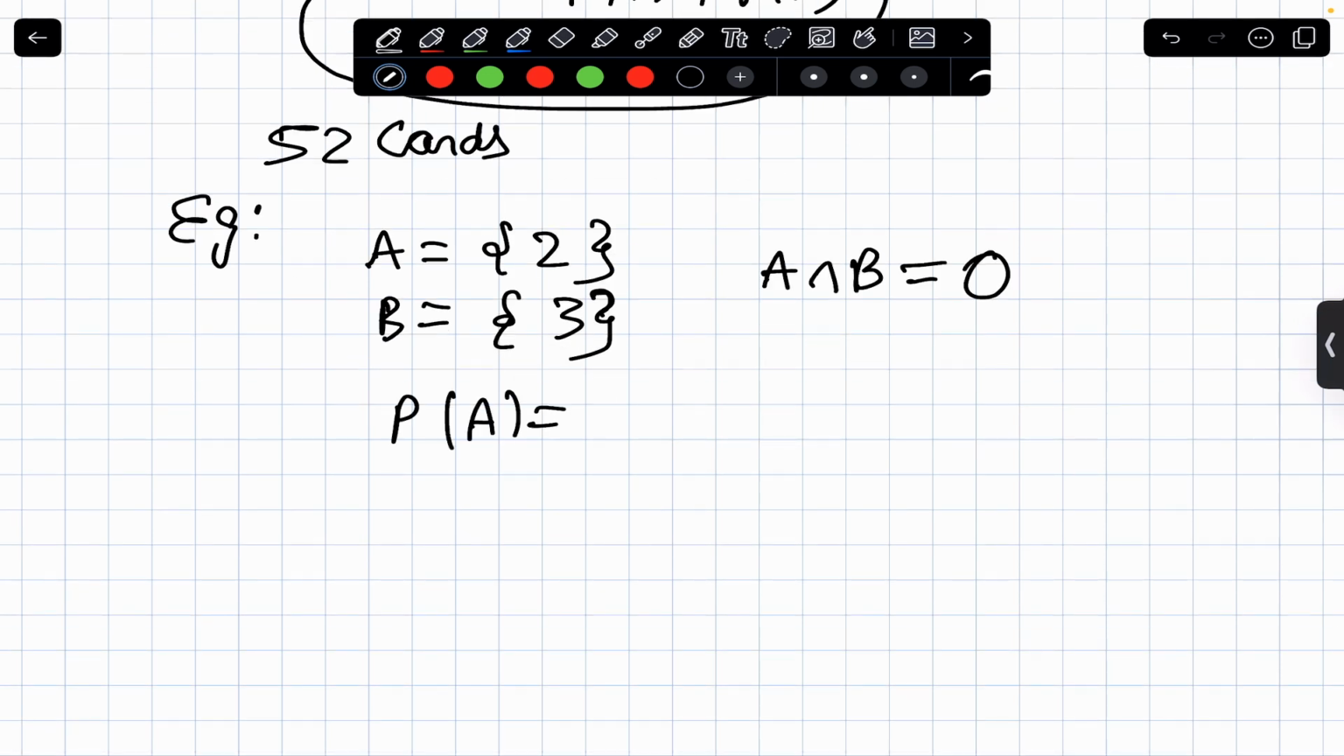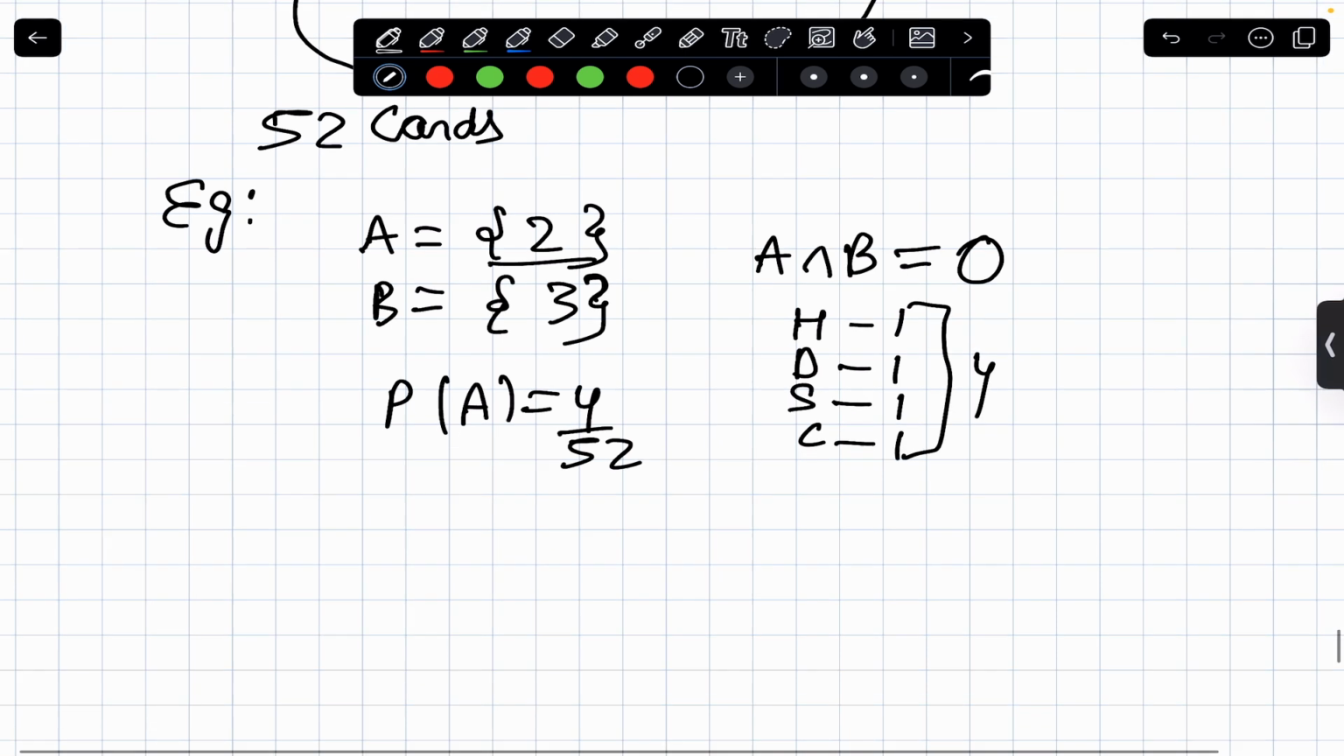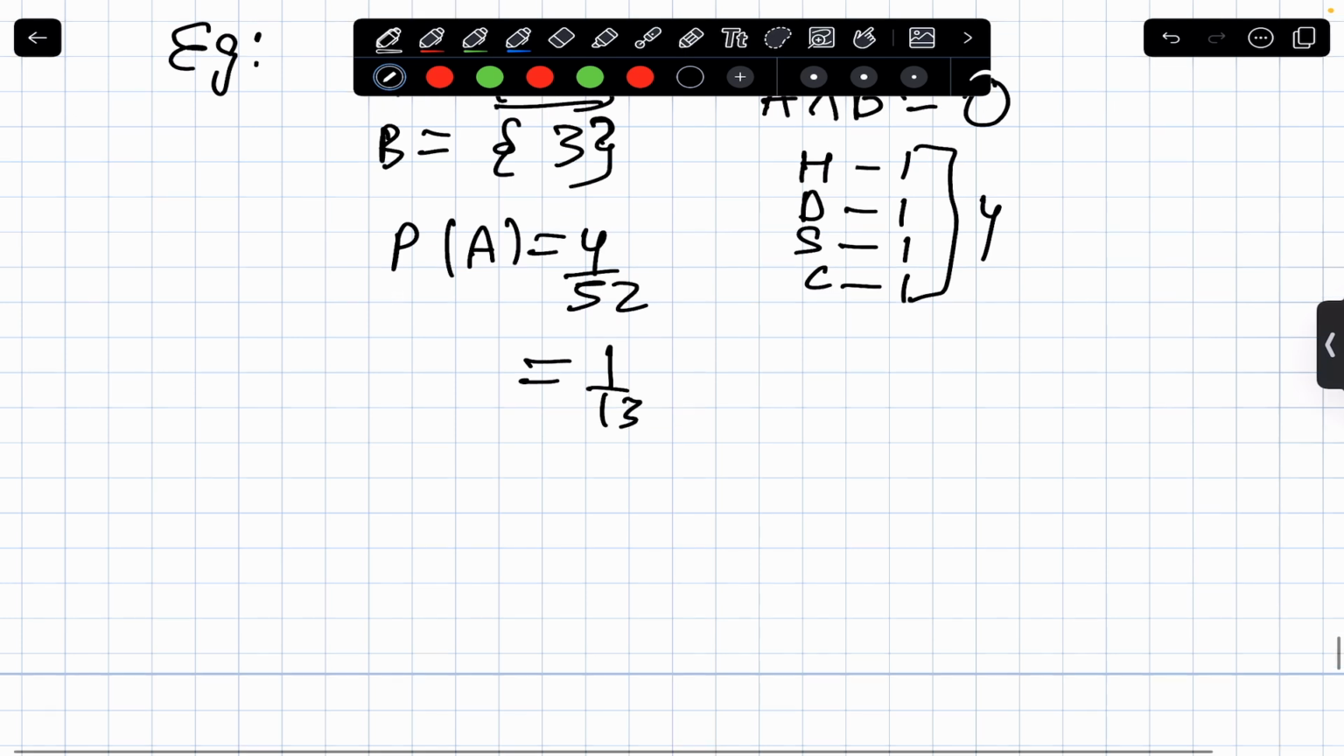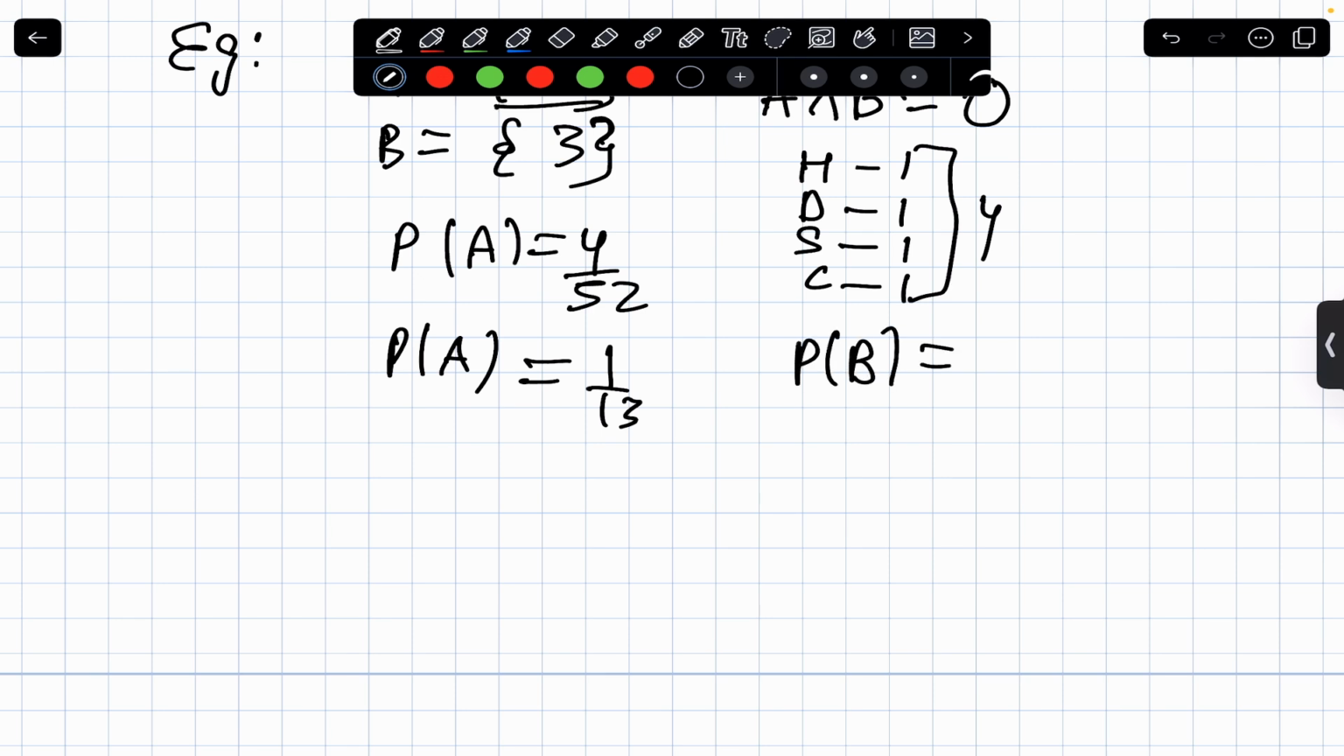So probability of A. What is the probability of A being 2, getting 2? How many 2s in the cards do we have? 4. In the heart, diamond, spade, club, we have 1, 2, we have 1, 2, we have 1, 2, total we have 4. So we have 4 twos in the whole deck. And what will it be? It will be nothing but 1 by 13. Okay, and similarly for B, we have 4 threes. It will be 1 by 13.